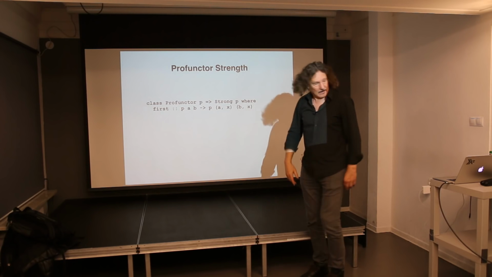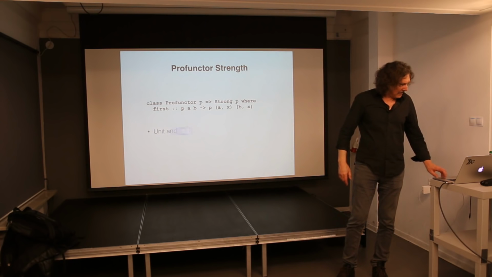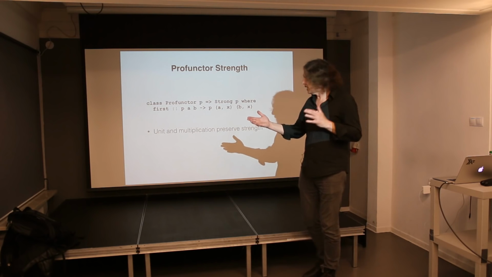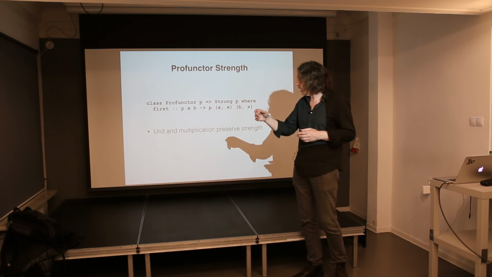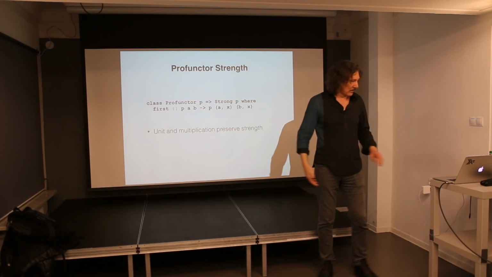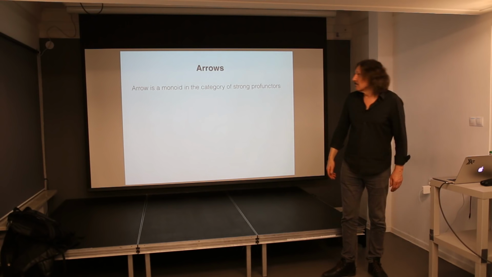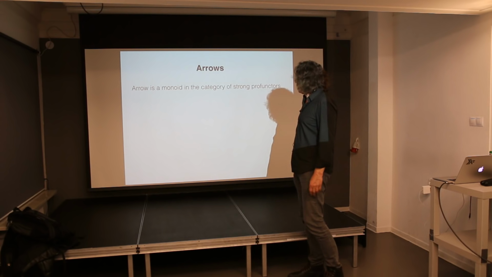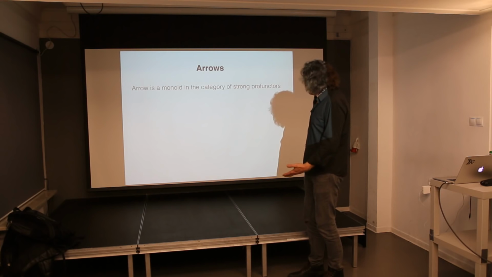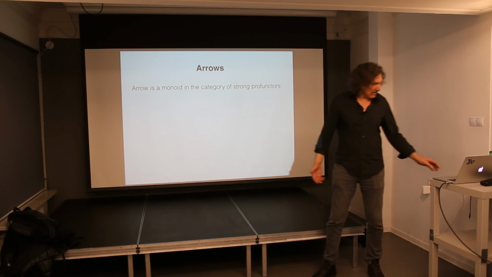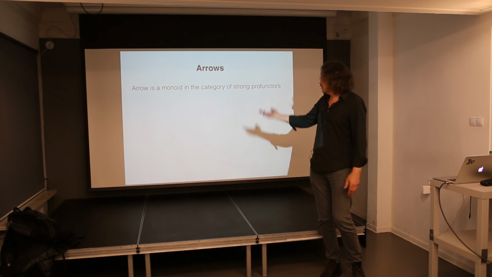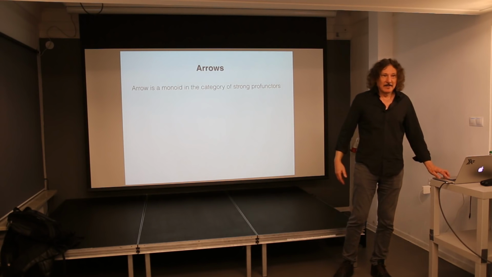So if you have strength, then of course you have to assume, and this is something that you don't express in Haskell really, that the arrow laws, the unit and multiplication of the monoid, have to preserve strength. Okay, so this is an additional thing that you have to make sure. So arrows is a monoid in the category of strong profunctors. That's what it is. So it's just like a monad is a monoid in the category of endofunctors. Arrow is a monoid in the category of strong profunctors.